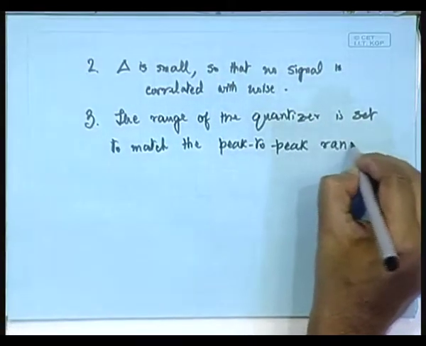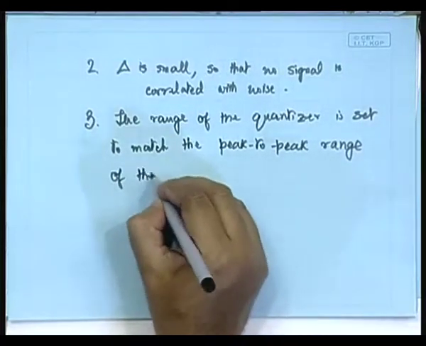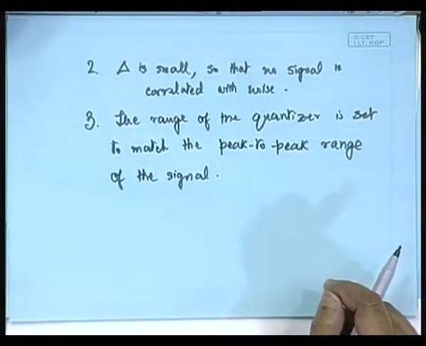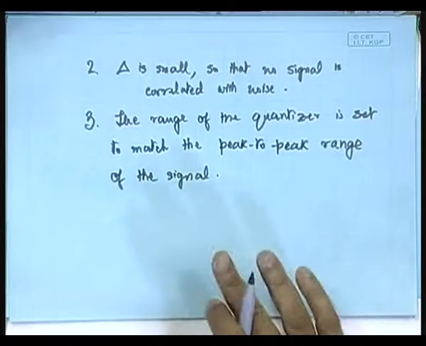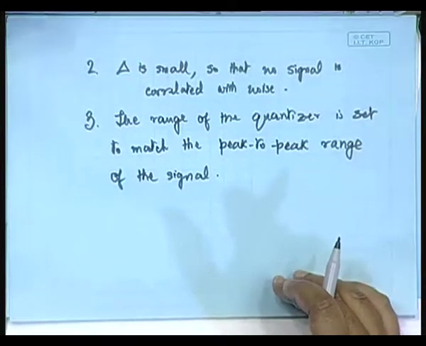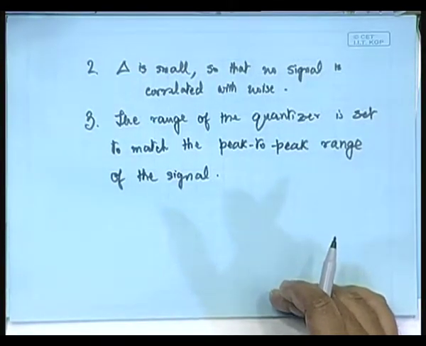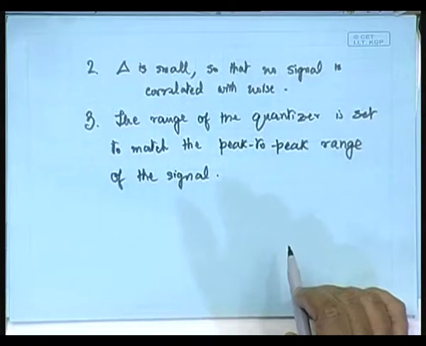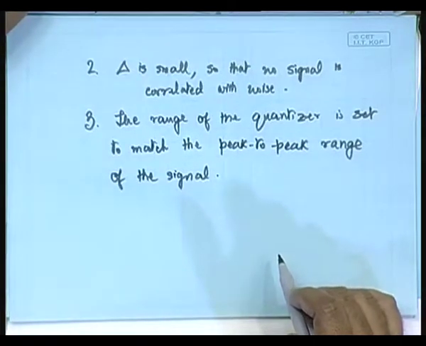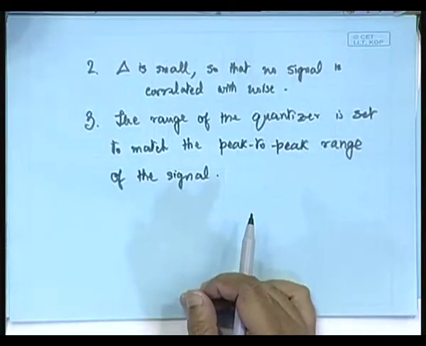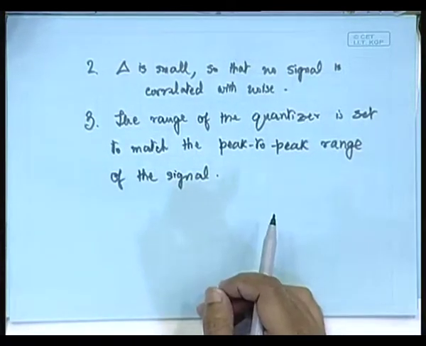The peak to peak range of the signal. Now, this is a very important assumption. In fact, you must have already seen that we have talked about this some time back already, because we have been taking that delta to be delta into 2 to the power B, we were taking to be 2 times x max. Because we have already taken that, we took this point into consideration, that this range is matched with the peak to peak range of the signal.